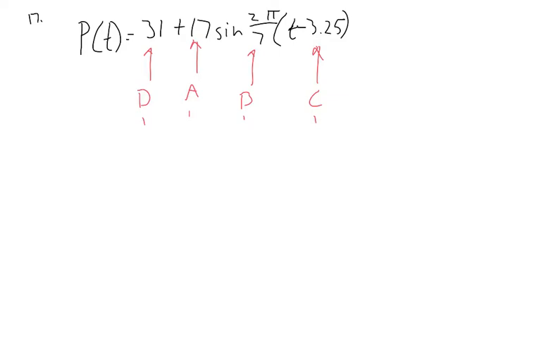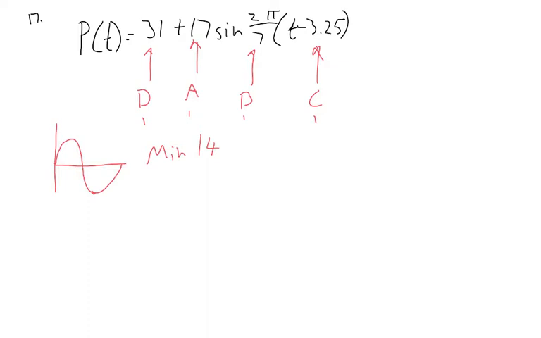So let's look at it. If we're asked to find the minimum level of the pollution, the easiest way to do it is to get your graphics calculator, draw it, type it in and find the minimum. And you'll get a minimum of 14. Now, there is another way we can do it.